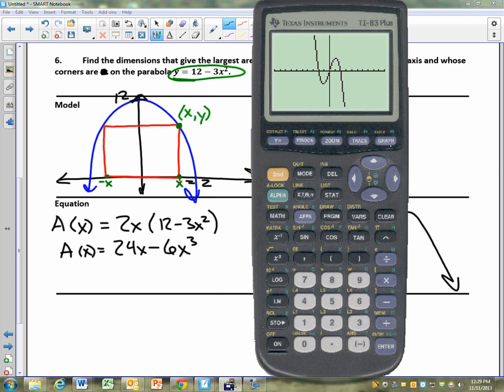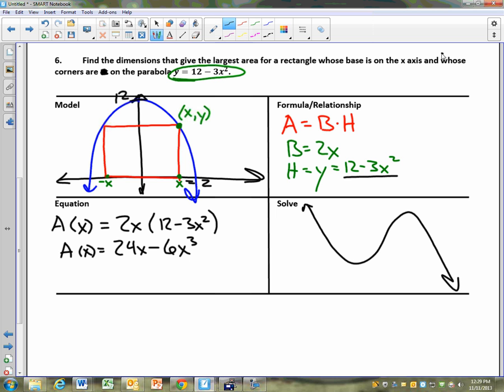There's my graph. Does it have a maximum? How do I find it? Second, Calculate, 4, maximum. Go up to my maximum. I go left bound, Enter. I go right bound, Enter. Enter on guess, and it gives me 1.15, 18.48. This spot occurs at 1.15 and 18.48. Let's see if you guys can be the smart ones.